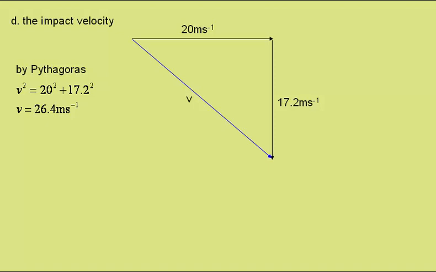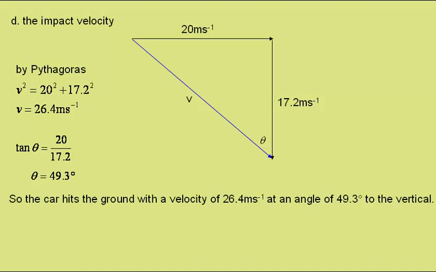I also need a direction, as this is a vector quantity, so I've written here angle theta, and tan theta is equal to opposite over adjacent, in this case 20 over 17.2, so theta is 49.3 degrees. So a final statement, the car hits the ground with a velocity of 26.4 meters per second at an angle of 49.3 degrees to the vertical.